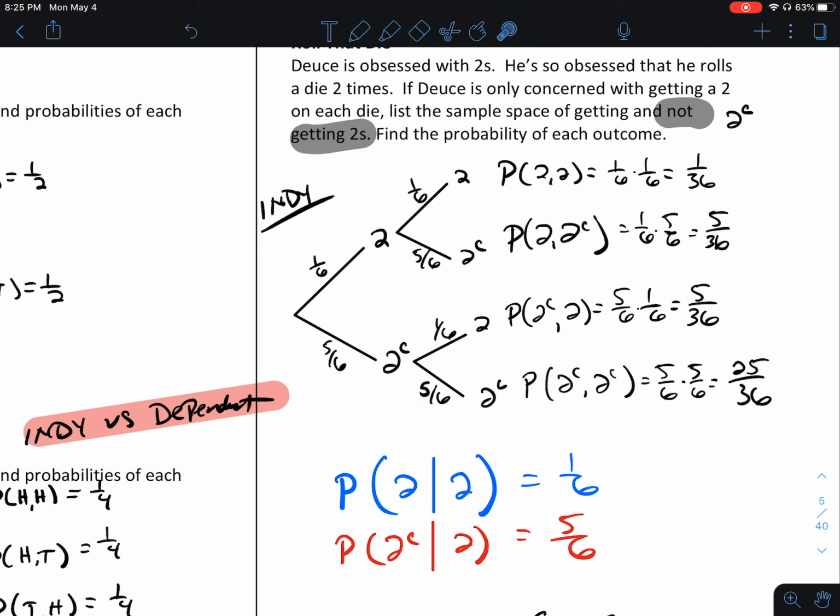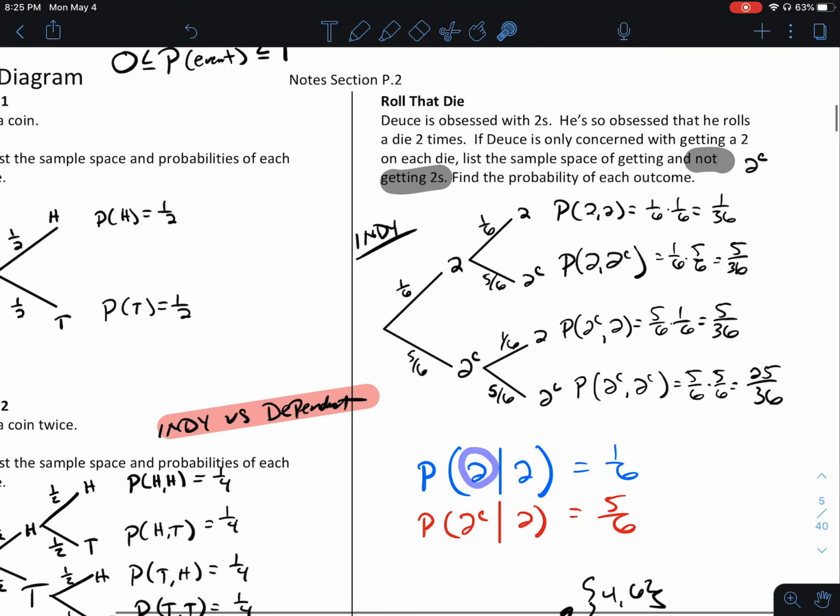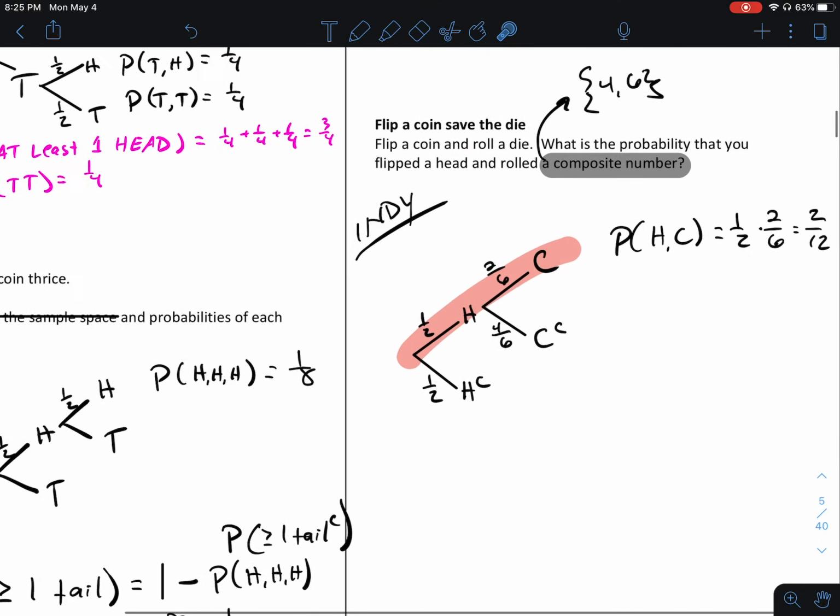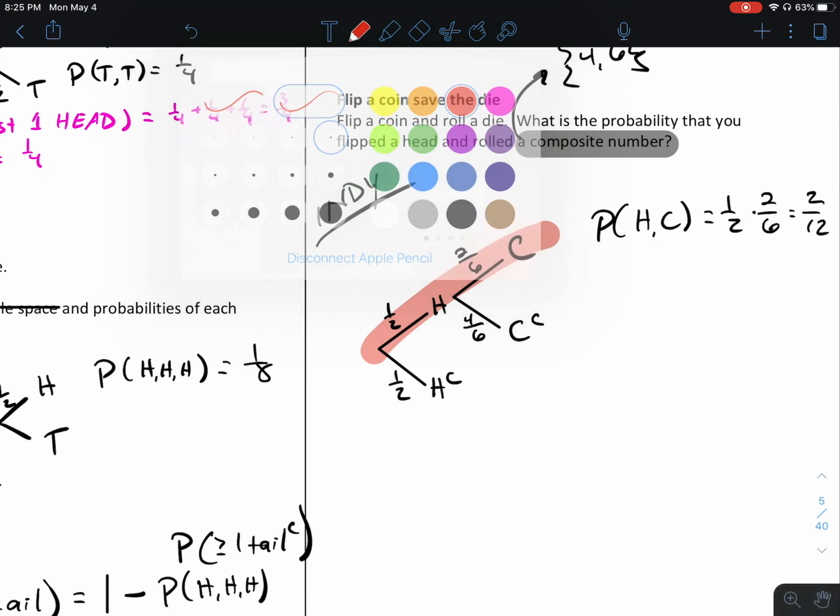So for tree diagrams, conditional probabilities aren't so bad. You follow this path, and then once you're there, you find this probability. Let's scroll down, let's see, to the one underneath of this. And let's ask a couple questions.